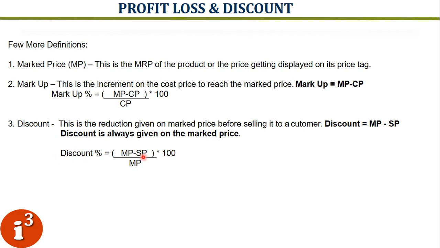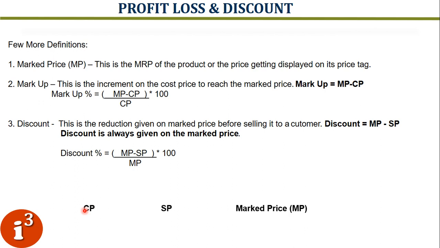So discount percentage will be the amount of discount you have given on the base of the marked price. Suppose you have given 20 rupees as discount. So discount percentage will be 20 rupees by the marked price, that was your 150, into 100. This is your discount percentage. Okay.